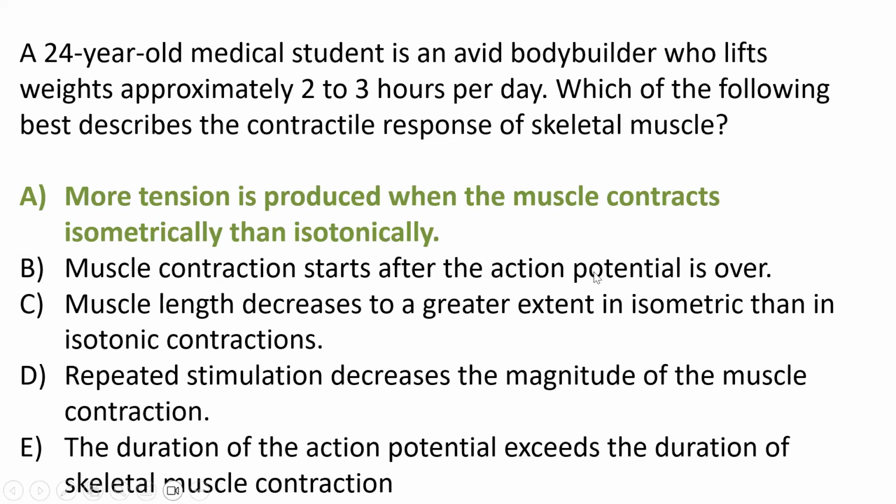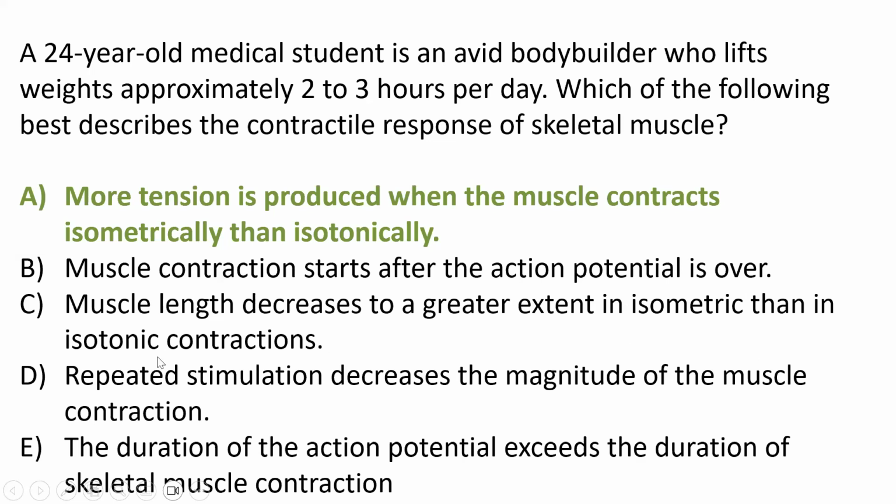Muscle contraction starts after the action potential is over. No, because we discussed that after an action potential wave, you have a muscle contraction. One action potential wave, one contraction. Okay? Muscle length decreases to a greater extent in isometric than in isotonic. No, why? Because in isometric there is no change in length at all.